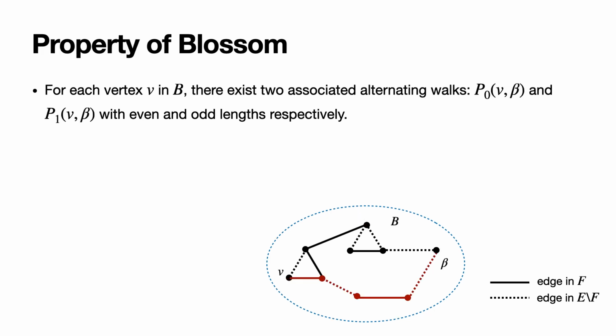For each vertex v in B, there exist two alternating walks from v to beta(B) with even and odd length respectively. Here is the even length alternating walk, and here is the odd length alternating walk.